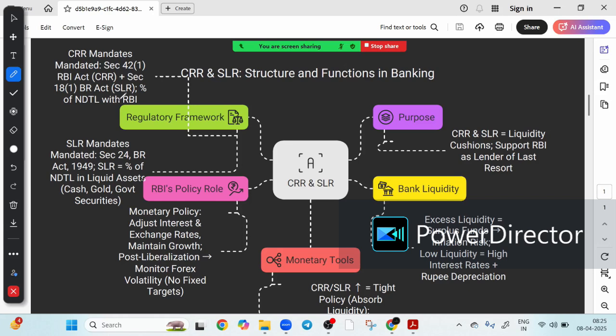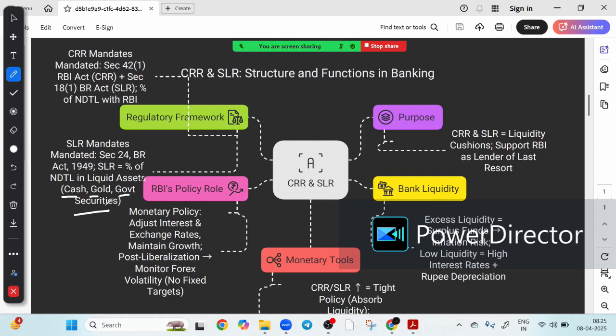Now friends, if you come to the SLR, the statutory liquidity ratio, it comes under Section 24 of the BR Act. Remember, CRR is Section 42, SLR is Section 24 of the BR Act. It requires banks to hold a part of their NDTL in liquid assets. What are the liquid assets? Like cash, gold, government securities. These are called liquid assets, right?